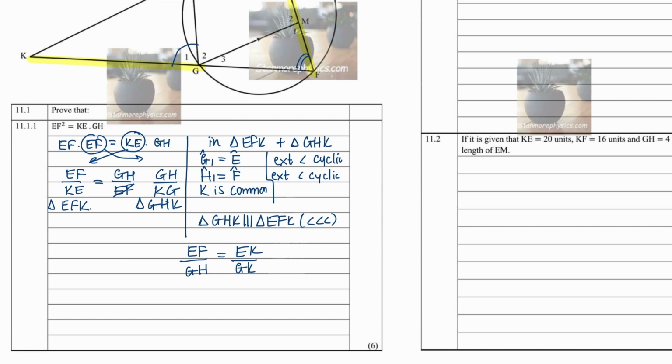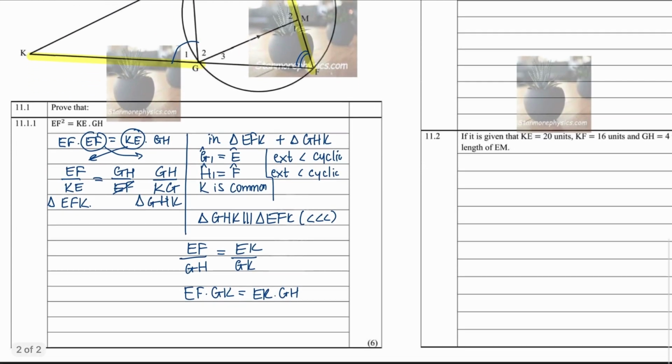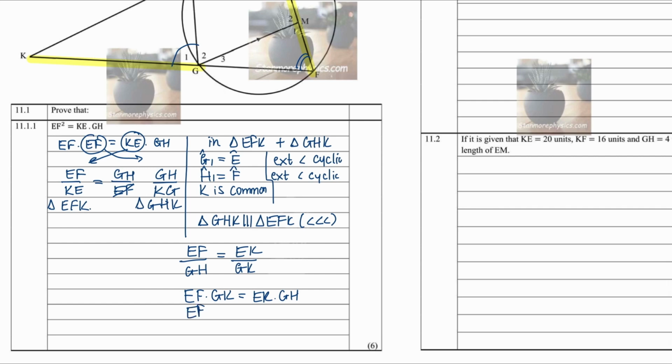Now let's switch it around. We got EF times GK is equal to EK times GH. Now we know that GK is equal to EF, so it's going to be EF times EF is equal to EK times GH. Therefore, EF squared is equal to EK times GH. And we've now proven it.